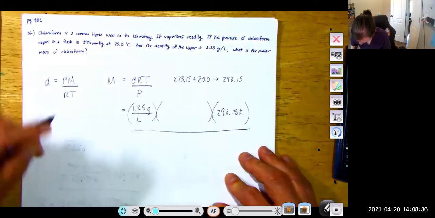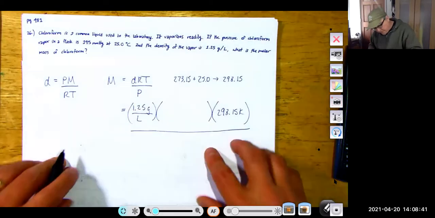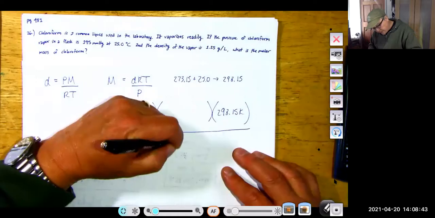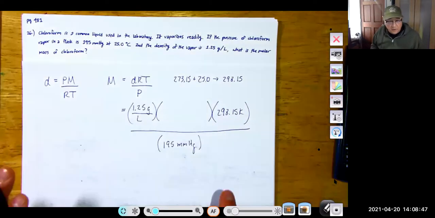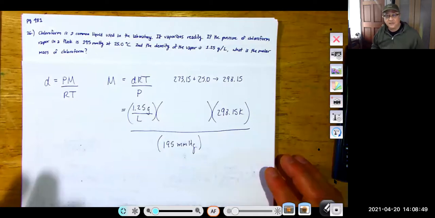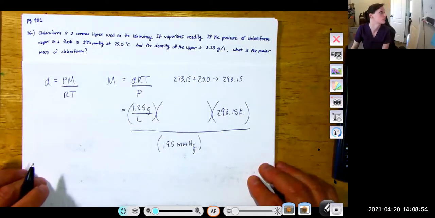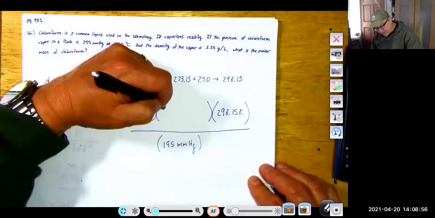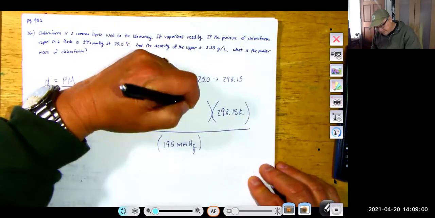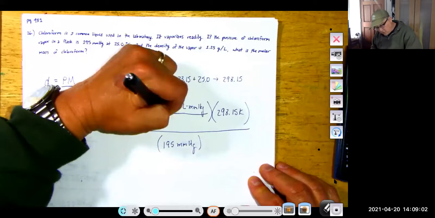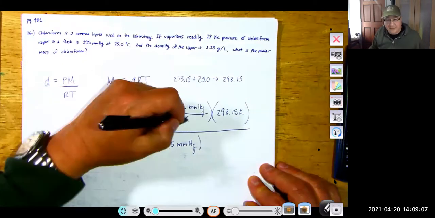And over P, the pressure is 195 millimeters of mercury. So do I want to use the R that has millimeters of mercury or the one that has atmospheres? Millimeters of mercury. So we're going to use the 62.37 liters millimeters of mercury over mole K. And see, just from the last problem, I've already memorized that number.